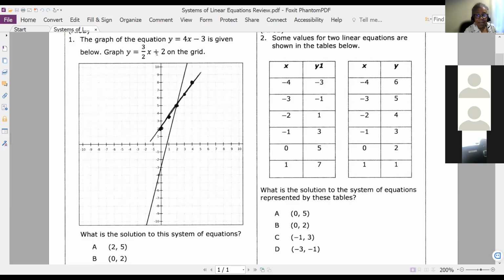You follow? Yes, Vanessa. So when you use the first one, I'm still trying to fathom it because you gave the graph of equation y equals 4x minus 3 below. That's the straight line. Okay, fine. You said below, graph y equals 3 over 2 x plus 2 on the graph, right? Yes. And we have to find where it crosses or where it intersects.